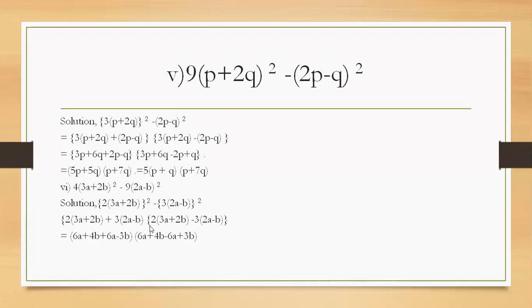Here also 3 to the 6, 2 to the 4, minus plus minus, 3 to the 6, minus minus plus. Now 6a plus 6a is 12a, 4b minus 3b is b only. And here 6a minus 6a cancels, 4b plus 3b means 7b, and 7b we can write in front also. We can leave it here also, like we can find the factors.